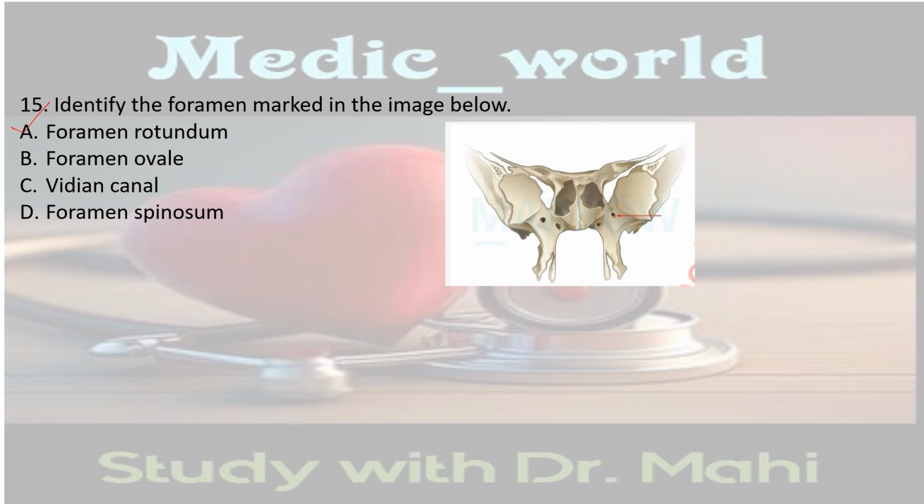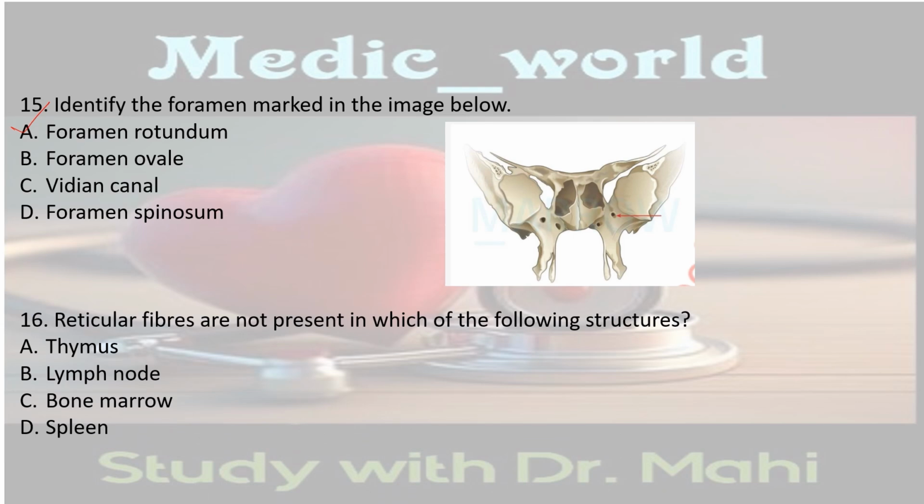Now the next question. Reticular fibers are not present in which of the following structures? Reticular fibers are mainly found in lymphoid organs like the spleen, lymph node, and bone marrow. So the first option, that is thymus, doesn't contain reticular fibers, because they are present in lymph node, bone marrow, and spleen, but not in thymus. So the answer is option A.